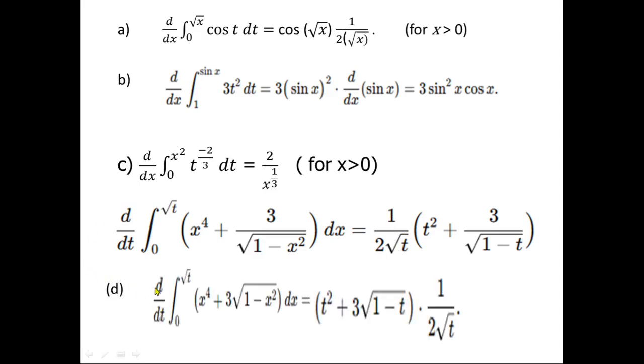And we also solved this problem, that is d by dt of the integral from 0 to root t of (x power 4 plus 3) into square root of 1 minus x square dx. Here also root t has to be substituted in place of x. Then it becomes t square, and x square becomes t. So it is t square plus 3 into square root of 1 minus t, into the differentiation of root t, that is 1 by 2 root t.